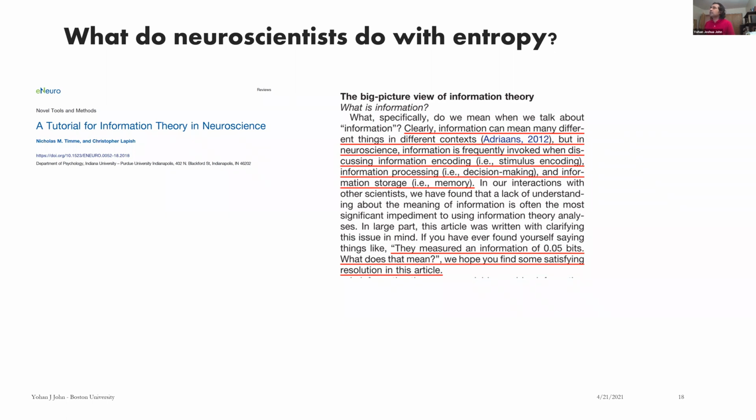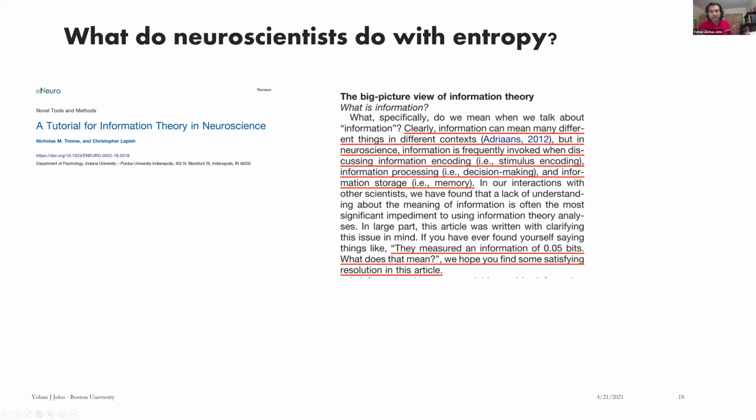But so they have this big picture view, and like a lot of us, they were trying to address the question of someone like me who's like, what is all this? What do we need information theory for if we're not communication engineers? So information means different things to different people, but in neuroscience, information is frequently invoked when discussing information encoding, information processing, and information storage, memory.